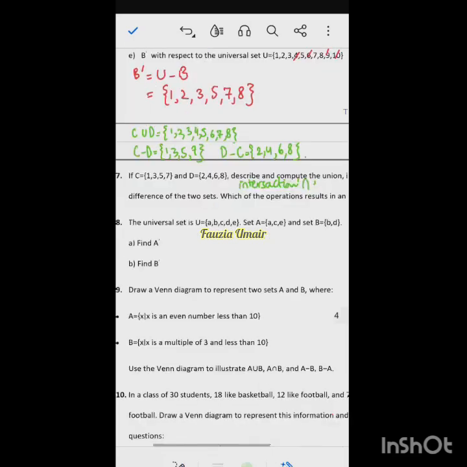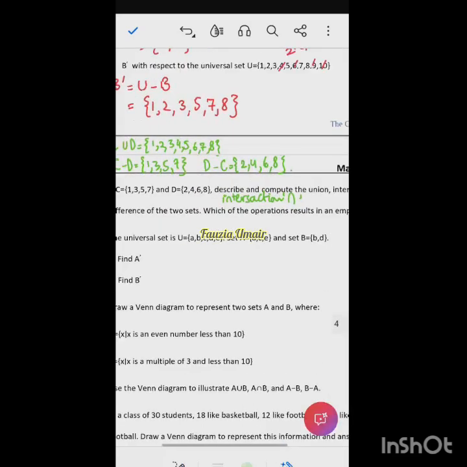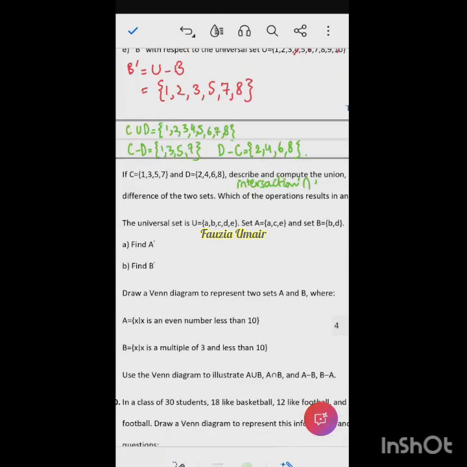Question number 8: the universal set is U. U is A, B, C, D, E. Set A is A, C, E and set B is B, D. Find A complement. So A complement is U minus A. So what will be U minus A? BD, right? So elements of set U which are not in set A.